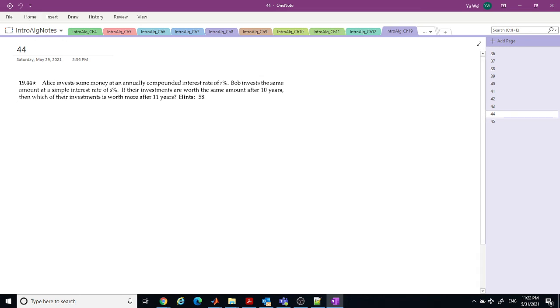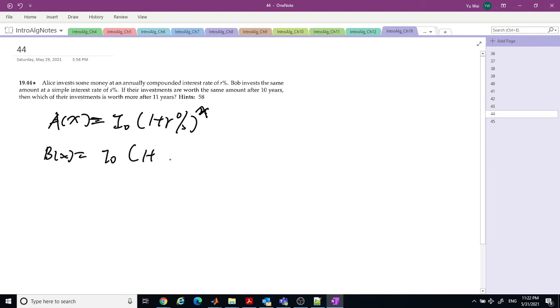Next: Alice invested some money at an annual compound interest rate. Bob invests the same amount of money. That means A_x is equal to the compound amount, I_0 times (1 plus r) to the power of x years, right? And Bob invested at simple interest, meaning B_x is equal to I_0 times (1 plus x times s). After 10 years, they are worth the same amount.